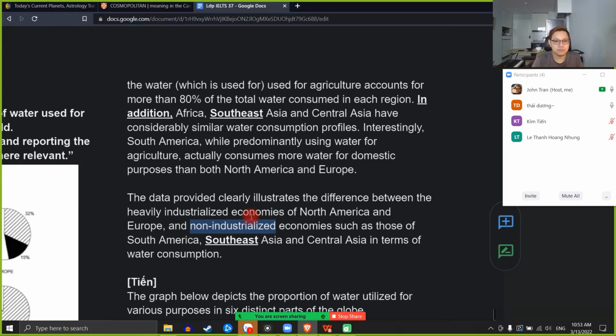And saying less industrialized, it's better. Và những nền kinh tế ít được công nghiệp hóa hơn, and less industrialized economy. In terms of what consumption. Okay, thực sự cái phần này không cần thiết nha. This part is not necessary.